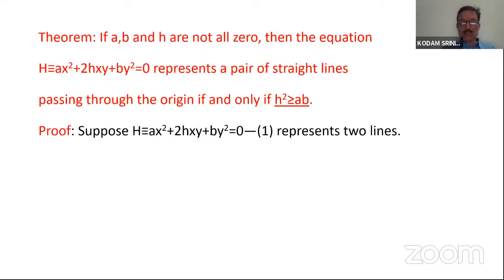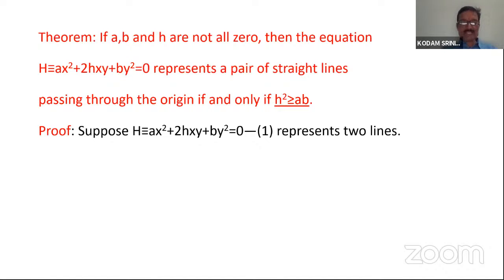Now we have to prove this theorem in two cases. If and only if means what? By taking the hypothesis, we have to prove the result. Again, taking h square greater than or equal to ab, we have to prove the theorem. That is, ax square plus 2hxy plus by square equal to 0 represents the pair of straight lines which is passing through the origin.